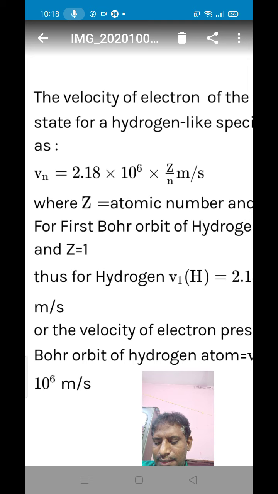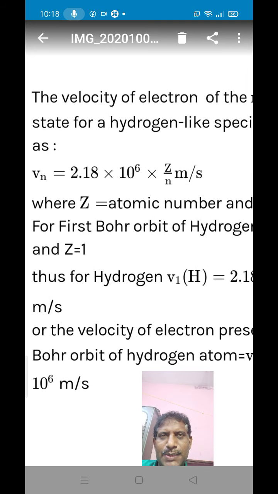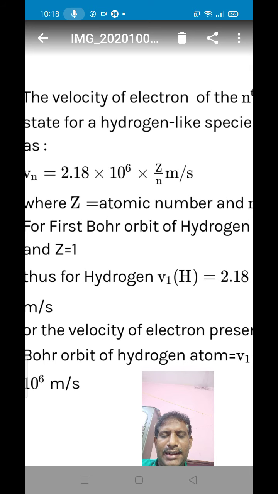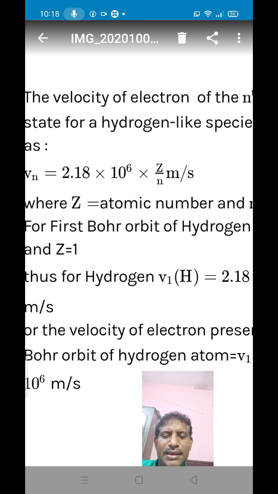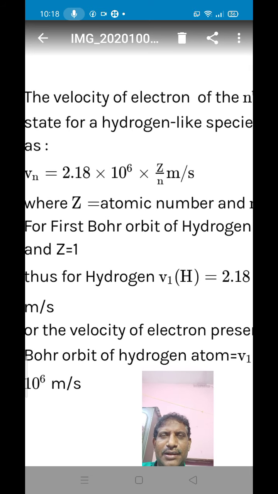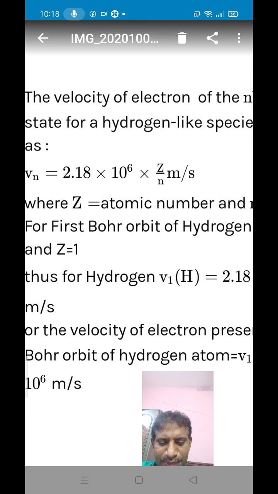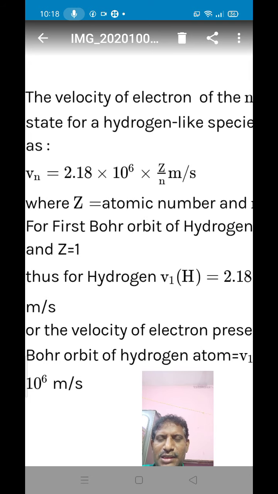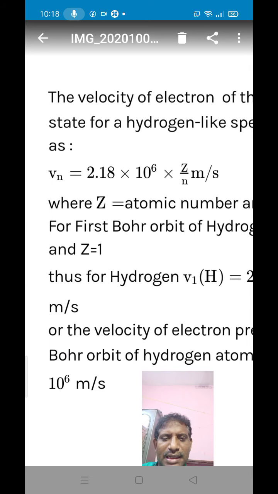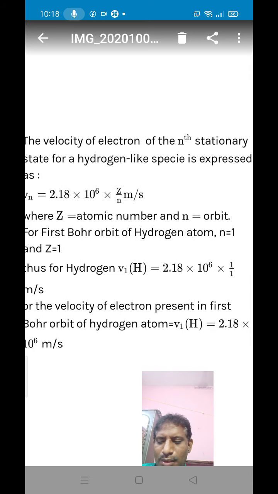In Bohr's theory, the principal quantum number was introduced by Niels Bohr. The principal quantum number is represented by the letter n. It gives the size and energy of the orbit. Principal quantum number values start from 1, 2, 3, 4, and so on, integers. These are the successes of Bohr's theory for hydrogen atom.